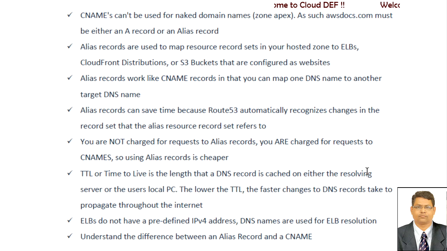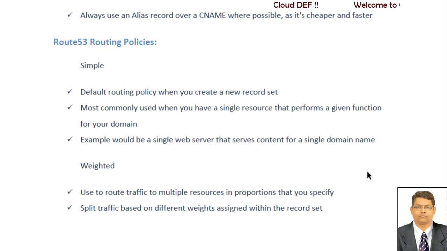Understand the difference between an alias record and a name. Always use an alias record over a name where possible, as it's cheaper and faster. Route 53 routing policies. Simple. Default routing policy when you create a new record set. Most commonly used when you have a single resource that performs a given function for your domain. Example would be a single web server that serves content for a single domain name.